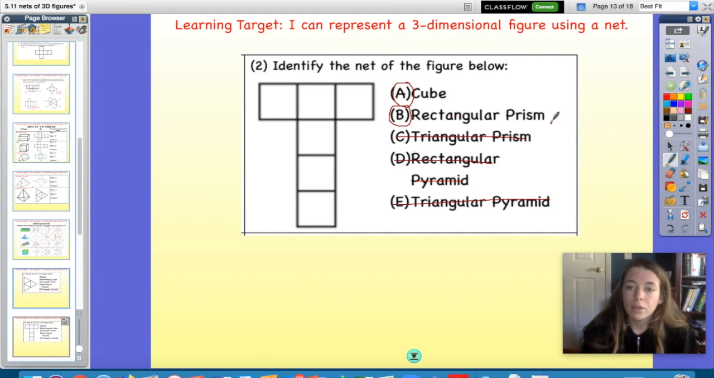It's definitely for sure a rectangular prism because I can tell that these sides are parallel to one another and that they are creating 90-degree angles.